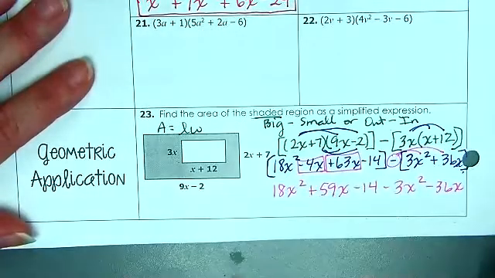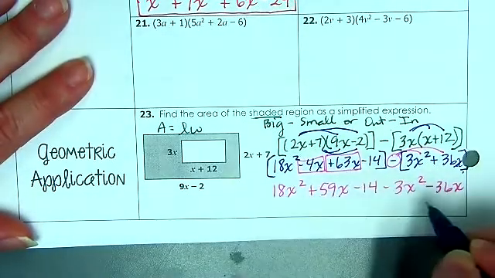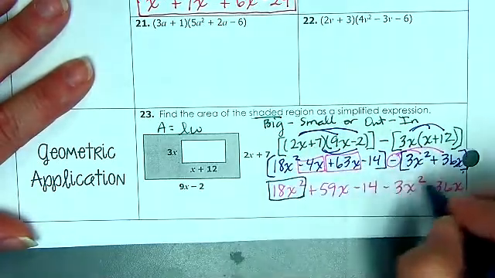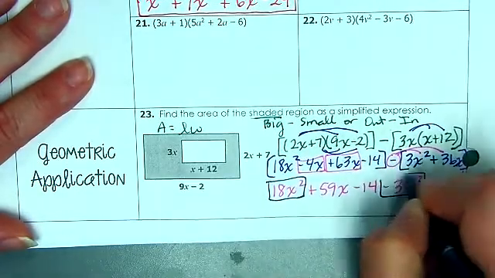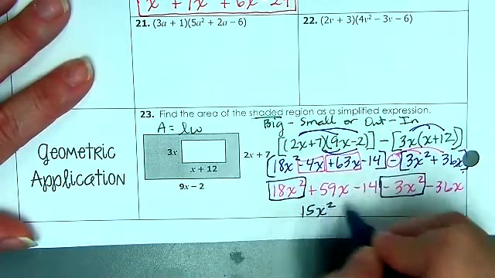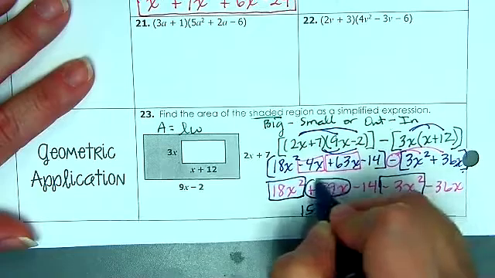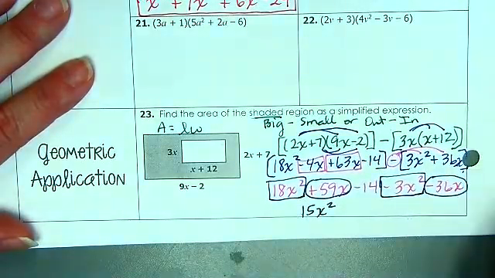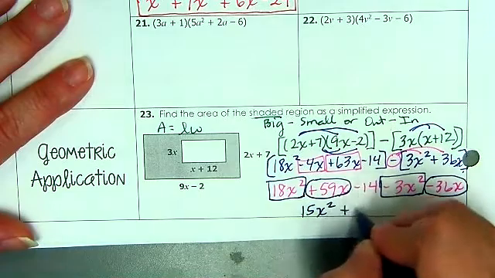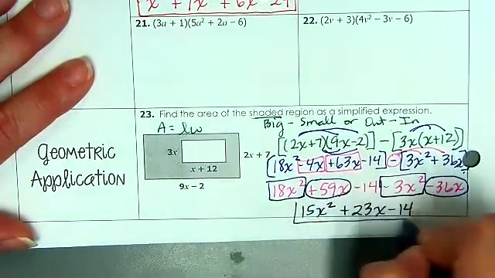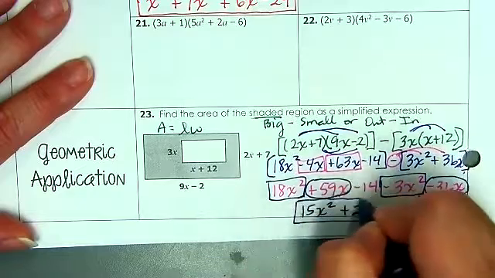And now we combine like terms again. Which is the 18x squared and the negative 3x squared. So that's going to give me 15x squared. And then I have the 59x and the negative 36x. And that's going to give me a positive 23x minus 14. And there's my final answer and our last example.